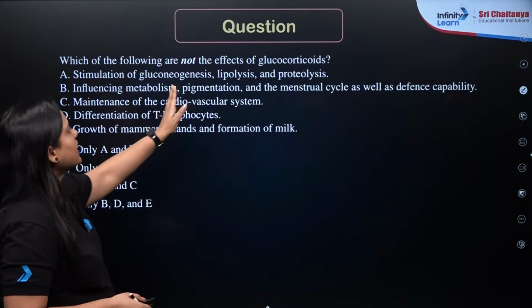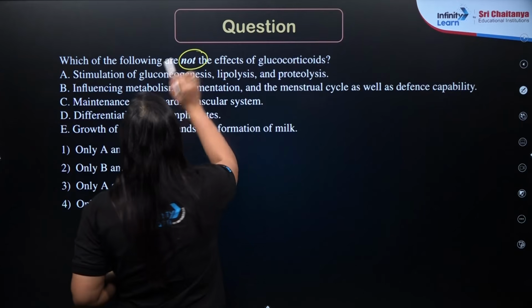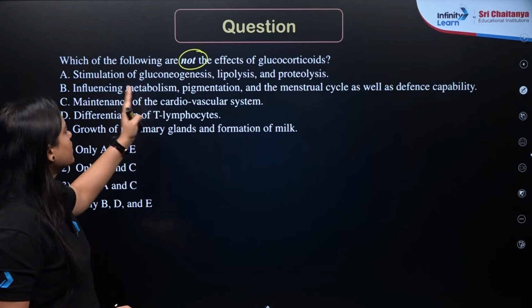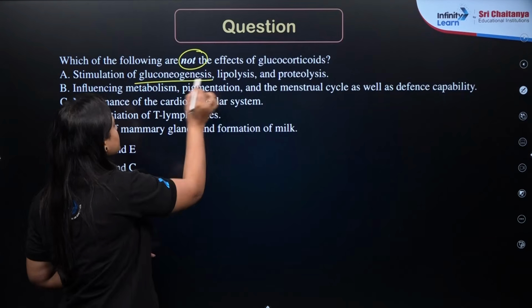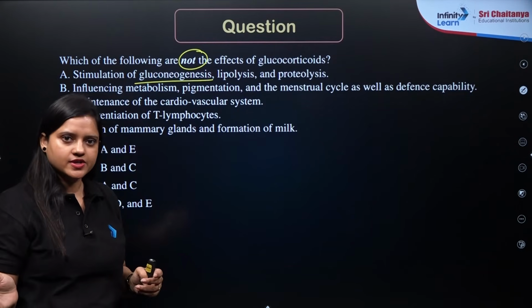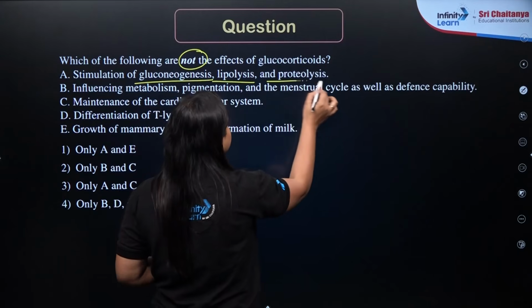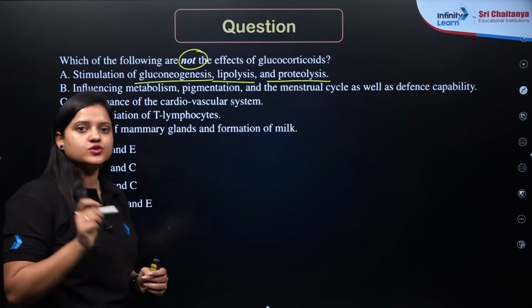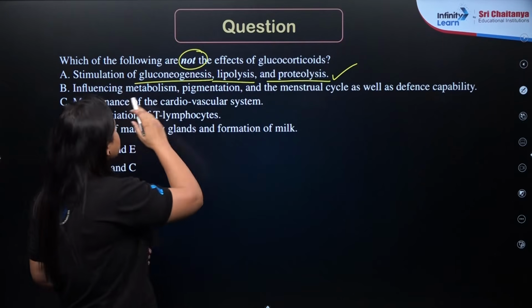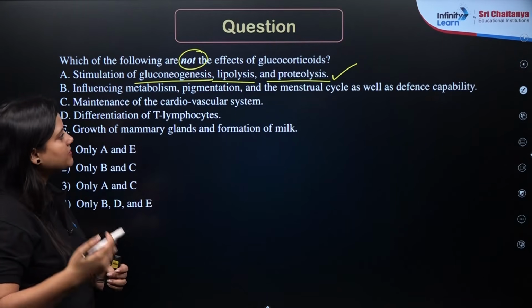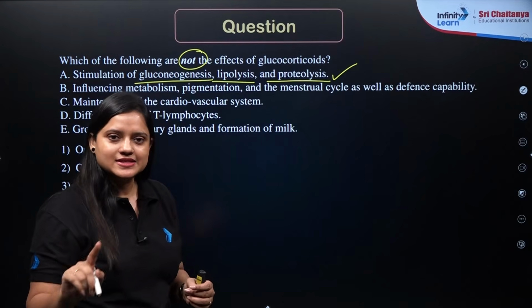So which of the following are not the effect of glucocorticoids? Pay attention to the term not. Stimulation of gluconeogenesis. Gluconeogenesis is formation of glucose from non-carbohydrate source. So that is a function. Lipolysis, lipid breakdown. Proteolysis, protein breakdown. So these are the functions. So this is true. Influencing metabolism, pigmentation, menstrual cycle and defense capability, right?